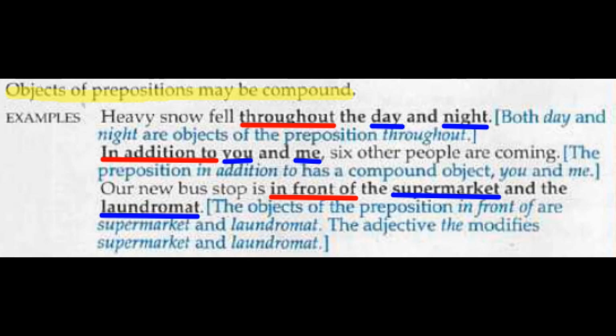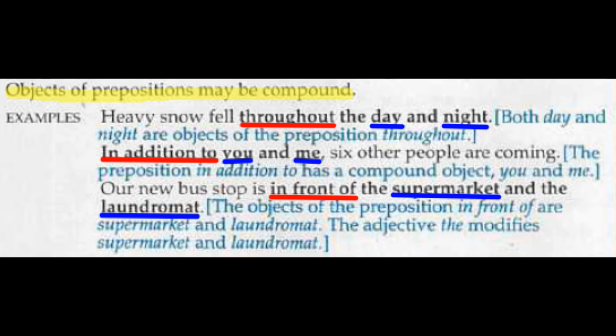Objects of prepositions may be compound. Heavy snow fell throughout the day and night. Throughout is a preposition. Day and night are both objects of prepositions, and so the whole prepositional phrase is throughout the day and night. Let's look at the next one.